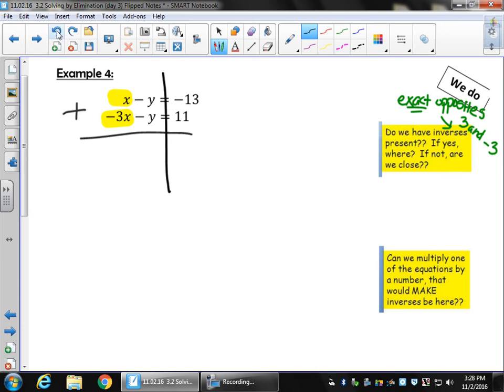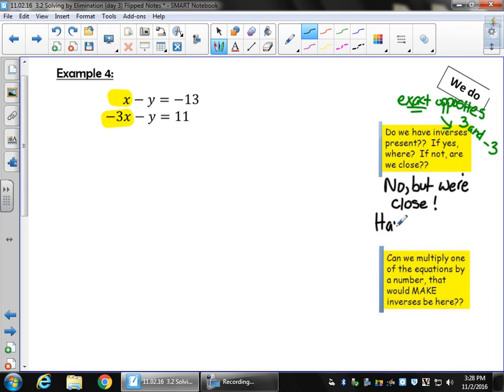The key word is I don't have inverses yet. Do I have something that's close? So the answer to this is no, we don't have inverses yet, but we're close. Does anybody see where we're close? We have 2 negative y's. See that here? We have 2 negative y's. So they're the same value, 1y and 1y, but right now they're both negative.